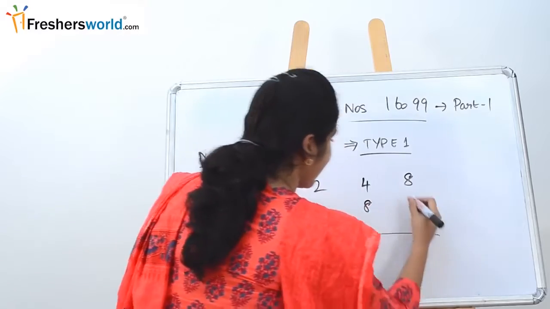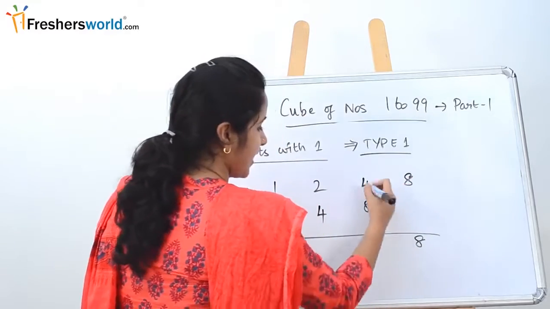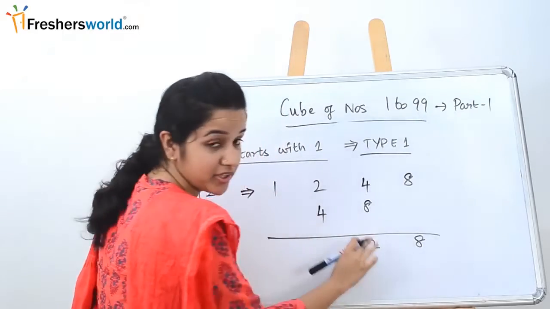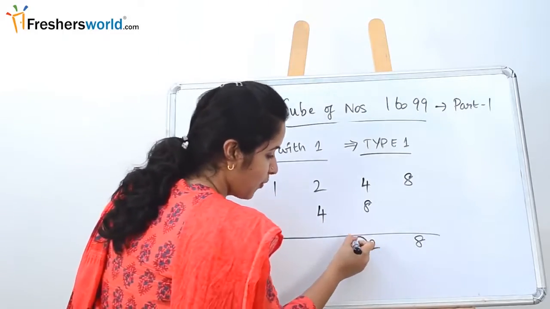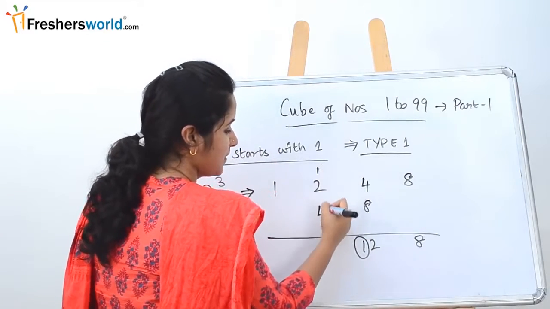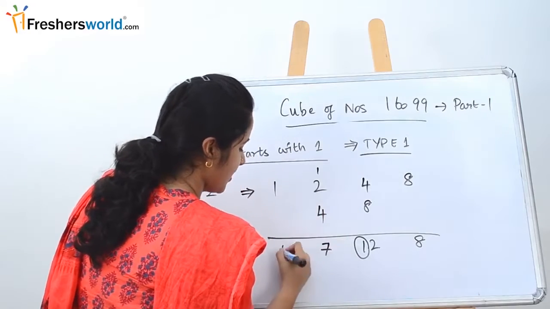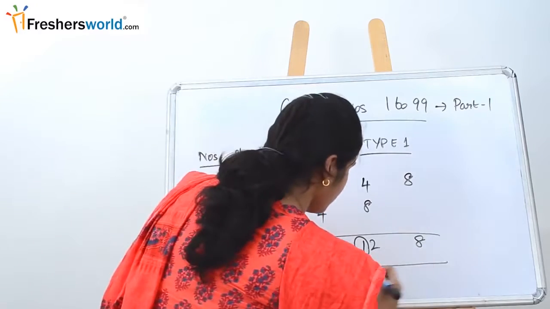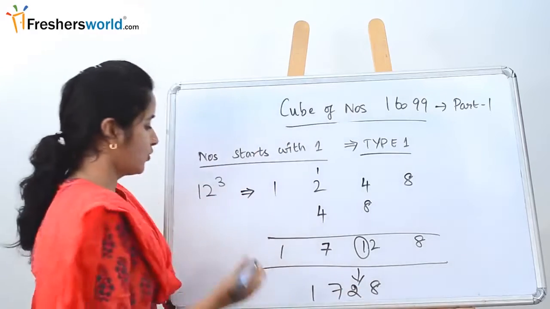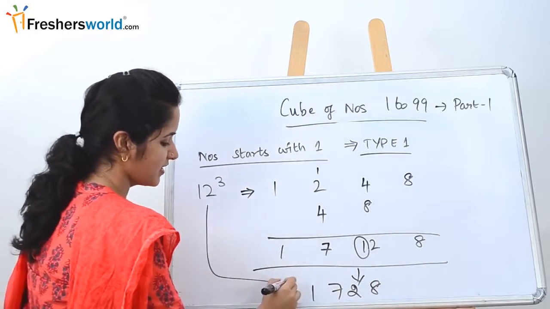So let's start adding it. 8. 8 plus 4, 12. So what we're going to do here is 2 will remain here, and the 1 that is here, take it there. So 2 plus 1, 3, plus 4 is equal to 7. 1, 7, 2, 8. So how are we going to write this? 1, 7, 2, 8. So 12 cube is nothing but 1728.